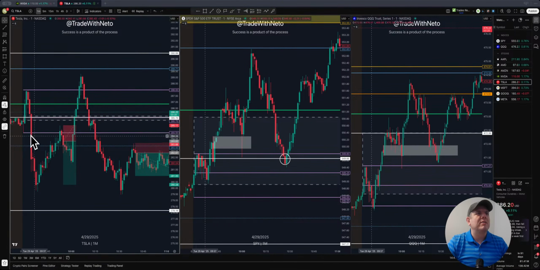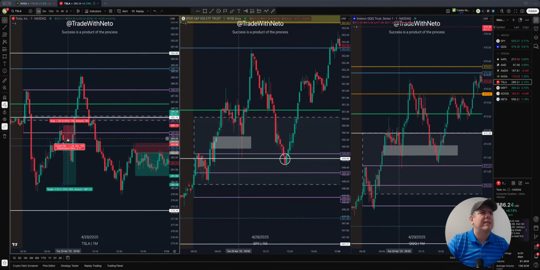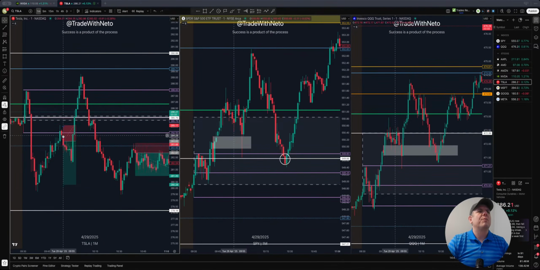This was an actual good retest. It wasn't too deep, well, it was 280, and it came back all the way to 285. That's kind of regular business for a Tesla trade. So after this retest and after looking at this, I will take a trade.